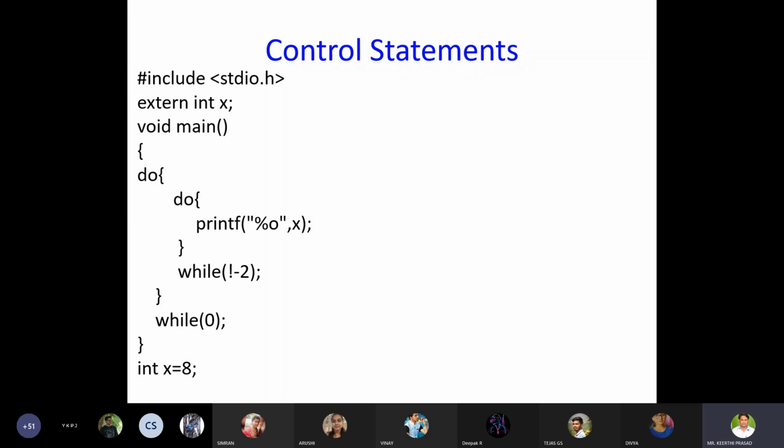Okay, now interesting. After if and else, we have entered into loops. Hope you know the working of the do while loop. What result are you expecting from this? See, before main we have one variable called extern int x. So in global, x is initialized to 8.